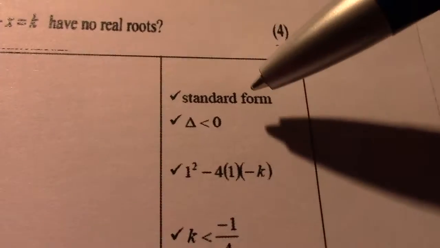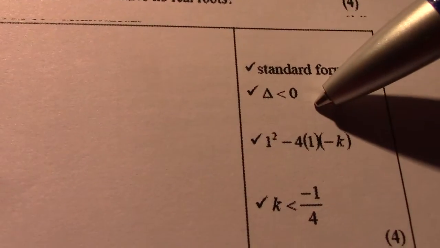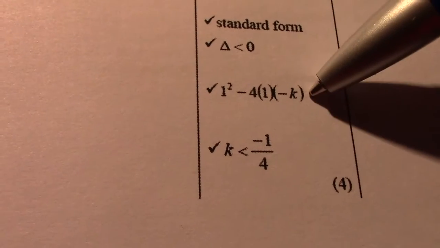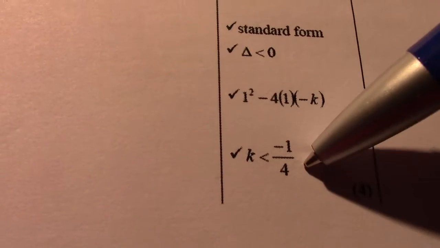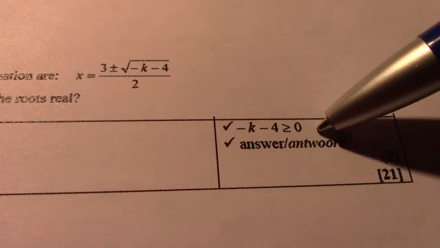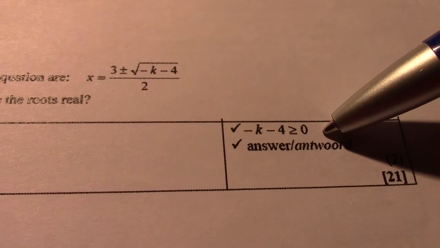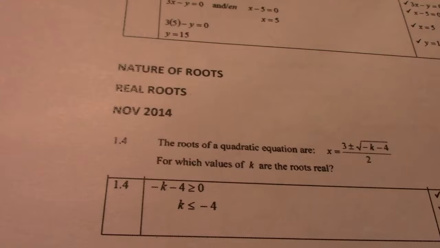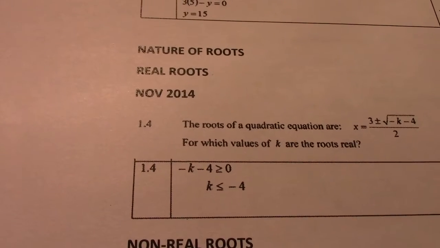Alright, so 1 mark for standard form and the discriminant, knowing that for non-real roots it must be less than 0. 1 mark for correct substitution, 1 mark for the answer, 4 marks. Previous one, 1 mark for understanding that for real roots it must be greater than or equal to 0, and 1 mark for the answer. So that's just a basic introduction to something you have done in grade 11.